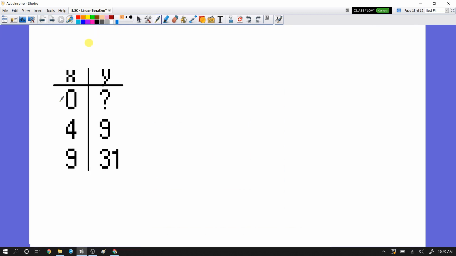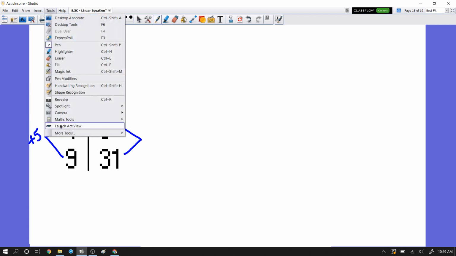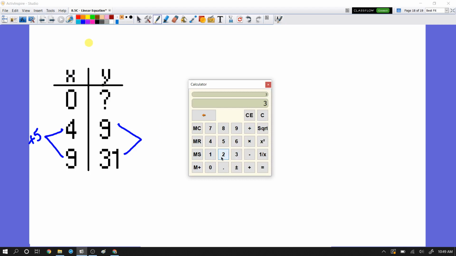So we can go from 0 to 4, but we can't. Oh, see, now we can't. So we have to go where we have both coordinates. Okay, so 4 to 9, that's plus 5. 9 to 31, what? I'm just going to go ahead and get out a calculator. I don't even want to think. So 31 minus 9, 22. That went up by 22. So 22 over 5.